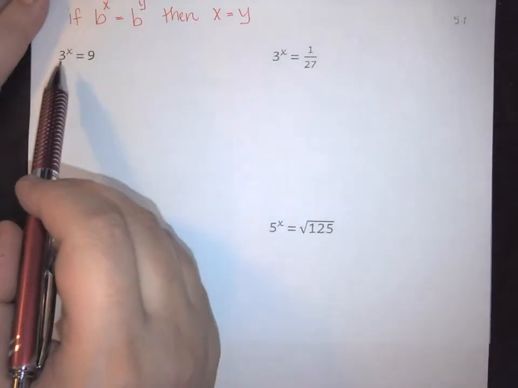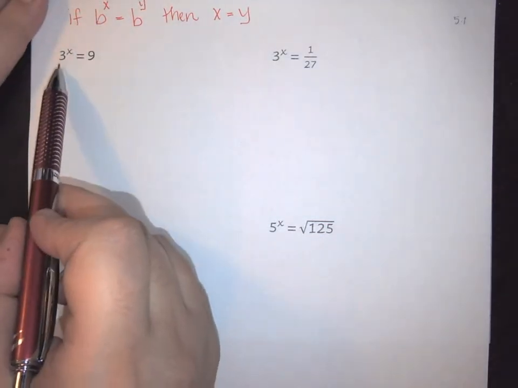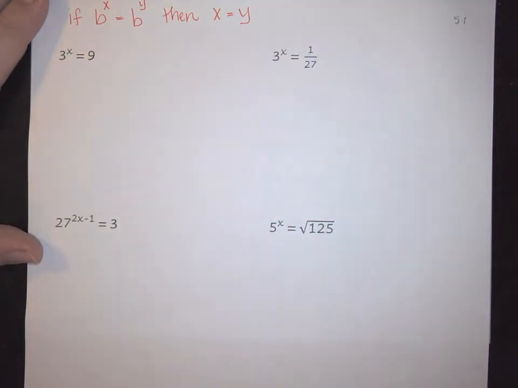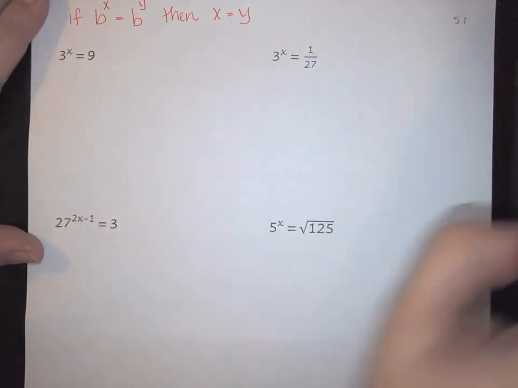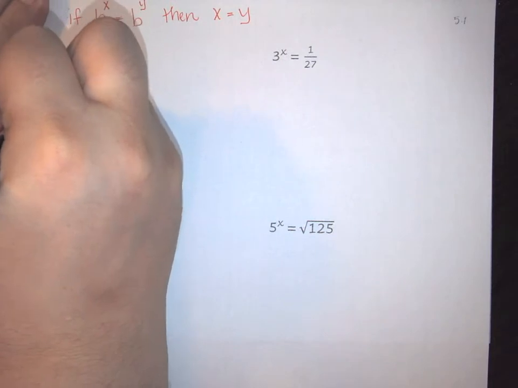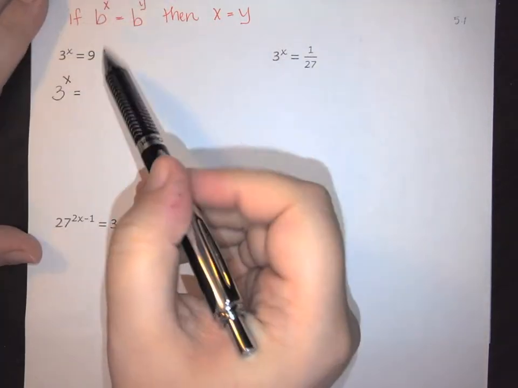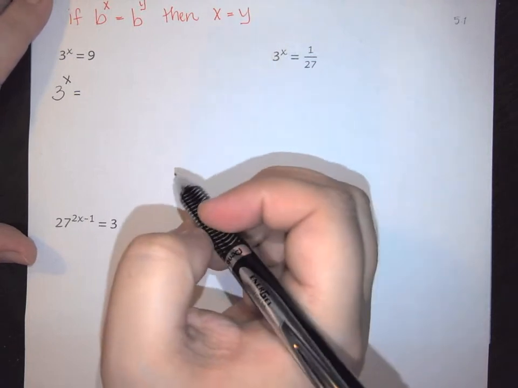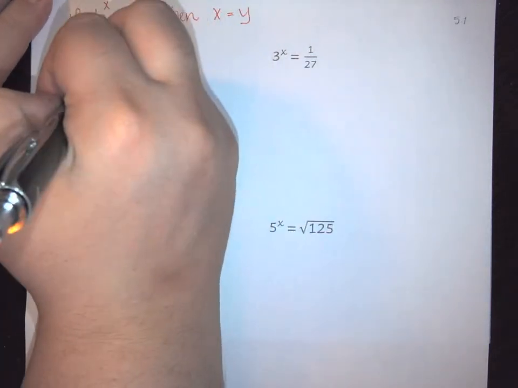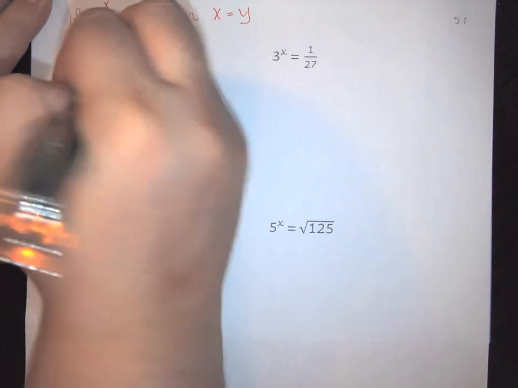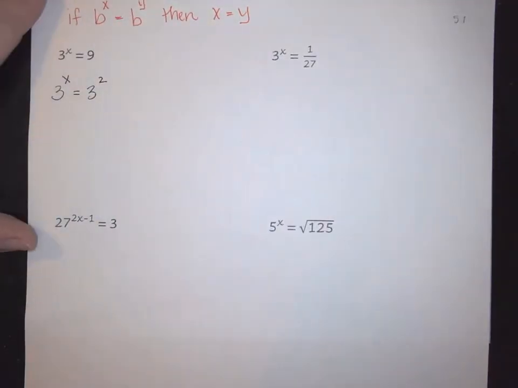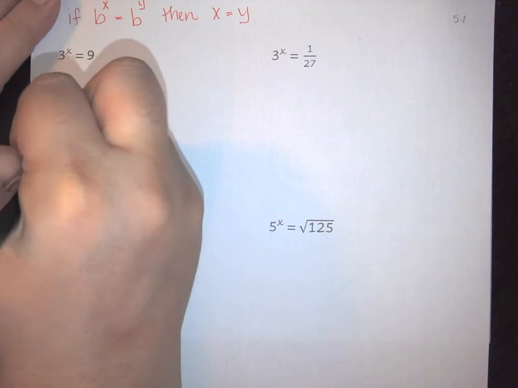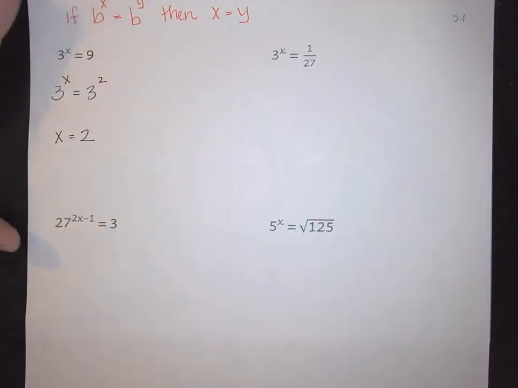So the idea says that you have to try and make your bases the same. In this case, I have 3 to the x on the one side, and I want to look at, can I turn 9 into 3 to some power? Well, in this case, the answer is yes, I can turn it into 3 squared. Since my bases are the same, my exponents are the same, so in this case, x equals 2. And we have now solved our problem because we solved for x. That's really as simple as it gets.